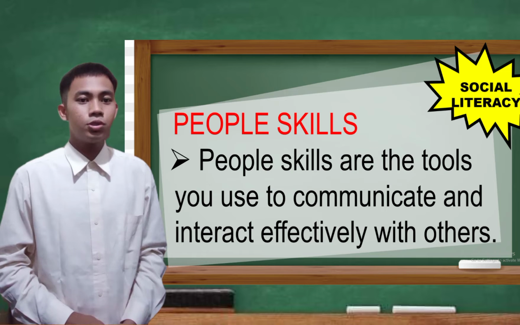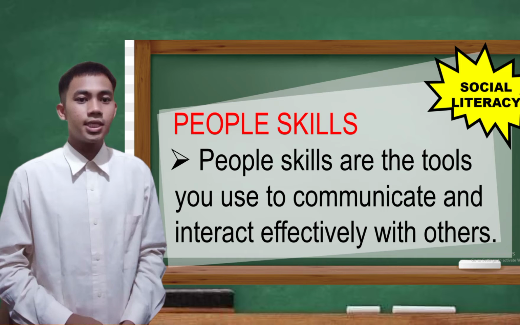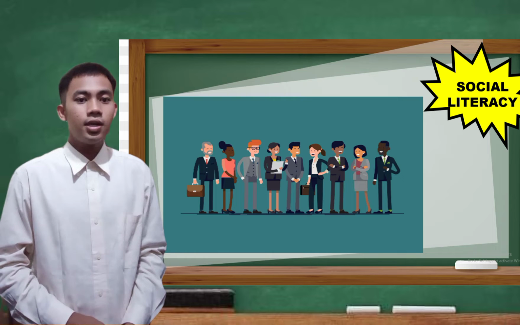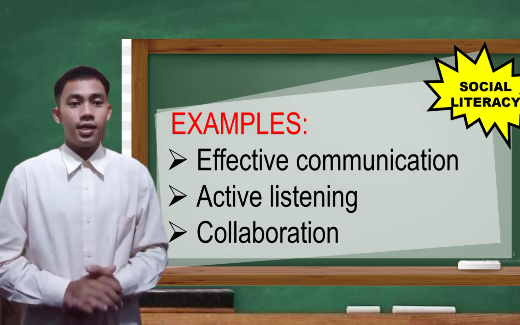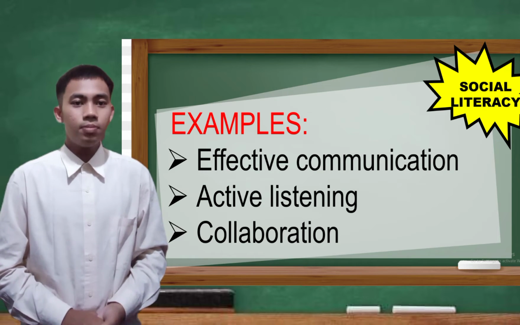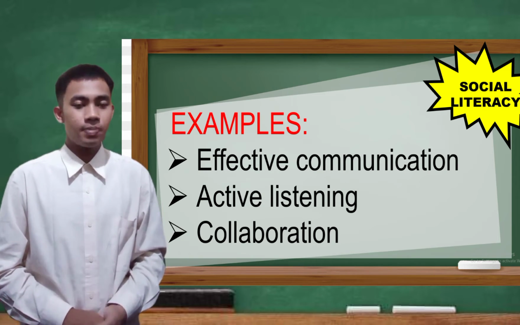People skills are the tools you use to communicate and interact effectively with others. Individuals with strong people skills are able to predict behavior, relate to others, and socialize easily. An accountant needs to be good at math, a teacher needs to master socialization, and a doctor needs to keep up on the latest medical research. However, everyone who wants to succeed needs to be fluent in a particular set of skills, which is people skills. Examples of people skills are effective communication, active listening, collaboration, relationship building, and respectfulness.